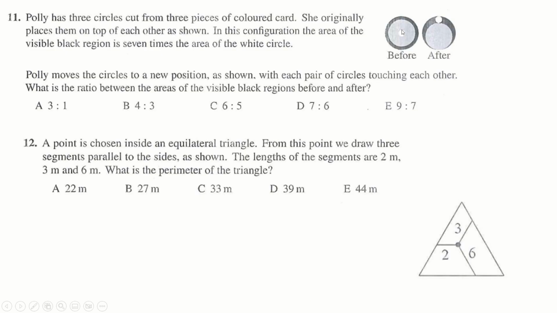11 then, so the ratio of black to white is 7 to 1, which means if you put the white circle in the black bit, that means there's 6 parts of it left over. So there's only 6 parts now, so it's just 7 to 6, and that's about as simple as that.